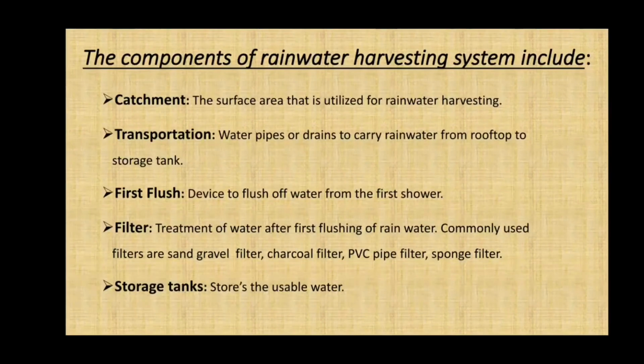So, what does a rainwater harvesting system include? It includes the catchment, the surface area that is utilized for rainwater harvesting; transportation, water pipes or drainage to carry the rainwater from the rooftop to the storage tank; first flush, the device to flush off the water from the first shower; filter, which treats the water and filters it; and the storage tank, which is used to store the usable water.